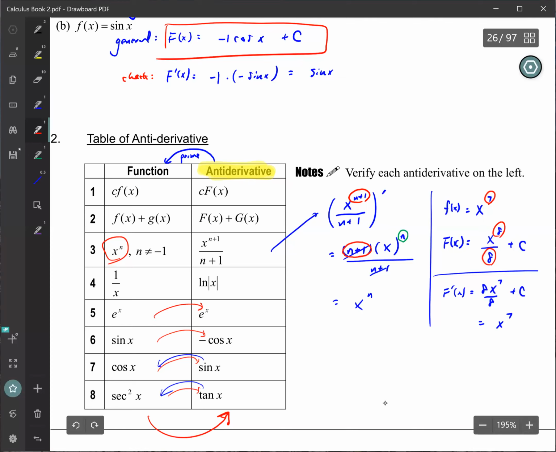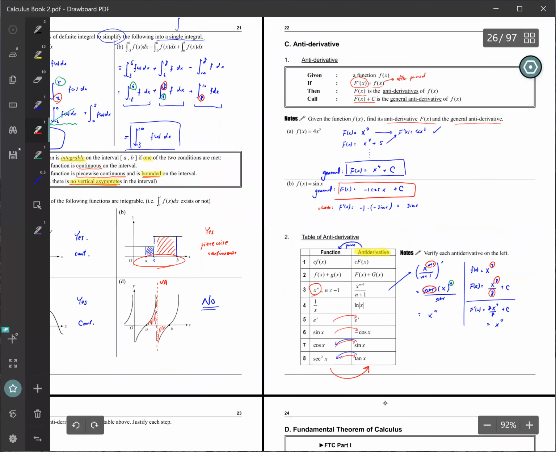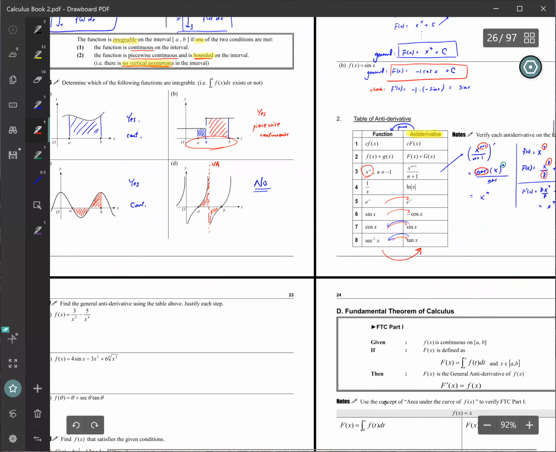So look at the arrow both ways. Make sure you don't confuse them. But I'm sure you should be fine, because we spent like 75% of the time doing derivatives, so probably it won't mix up. All right, so let's try a couple of questions to get the antiderivative.